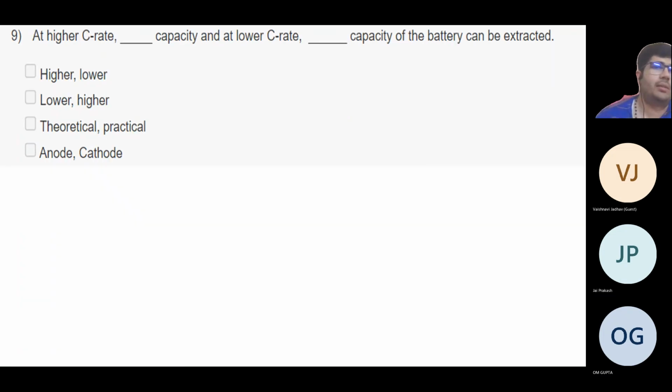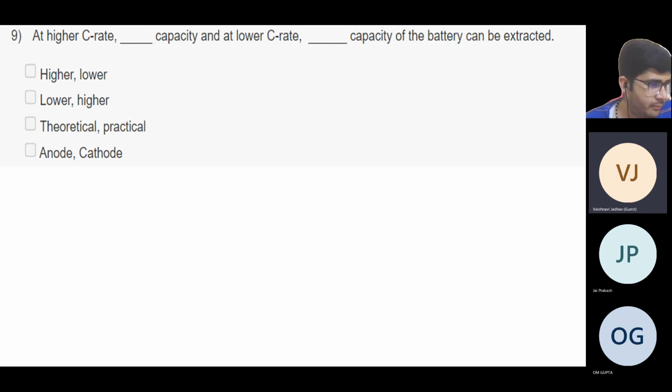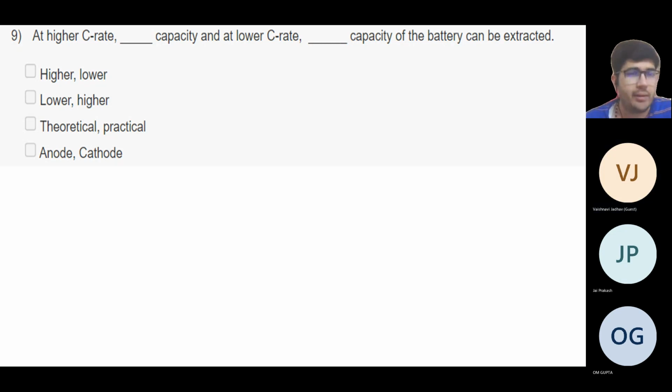Question number 9: at higher C rate, ___ capacity, and at lower C rate, ___ capacity of the battery can be extracted. So a good question. Think for 3 to 4 minutes. It may require more time. Sir, what is C rate? C rate is capacity rate. Yeah, C rate, capacity rate.